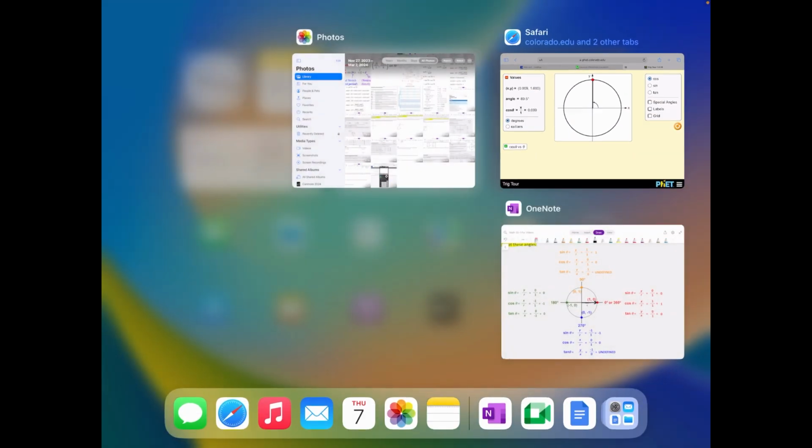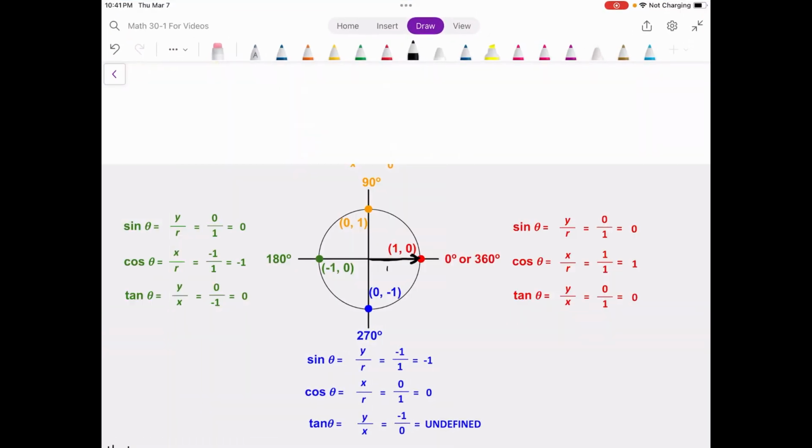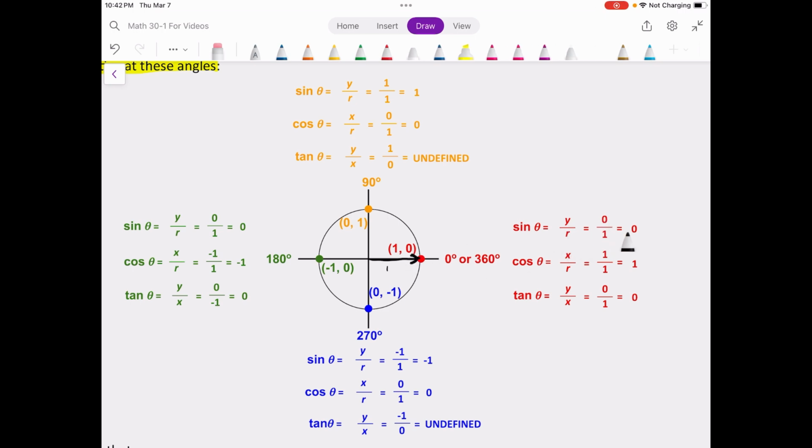Okay, let's hop back to the notes here. Taking a look again at an angle of 0 degrees, the terminal arm passes through the point (1, 0). So y over r, well, y is just 0, and 0 over 1 is 0. So sine of 0 is 0, because it's 0 over whatever your r is, it's still going to come out as 0.